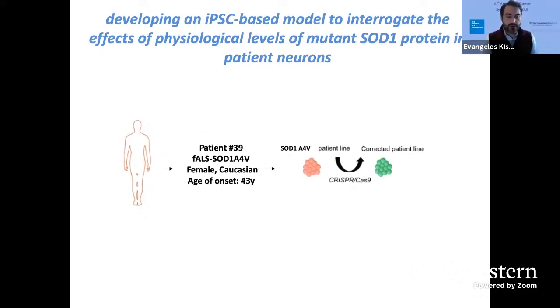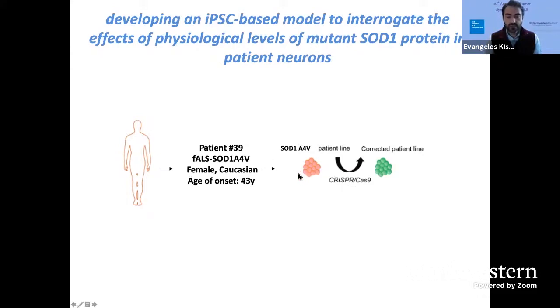We believe that it is important to use a physiological model system to ask this question, i.e. a model system which relies on physiological expression levels of the mutant protein. A few years ago, we described the generation of the first patient-specific SOD1 ALS line. This was a female patient, about 43 years of age at the time of donating a little piece of their skin. This particular patient had a very aggressive type of ALS and actually passed away a couple of years after participating in our study.